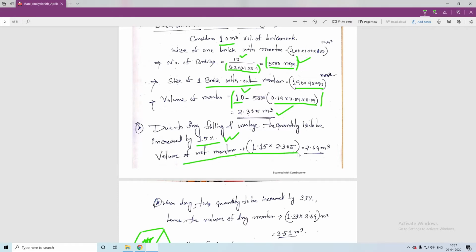So the volume of wet mortar becomes 1.15. That means we are increasing by 15% and will get 2.64 meter cube. Okay, this is a shortcut. You multiply by 1.15 and directly get the value by increasing the volume by 15%.